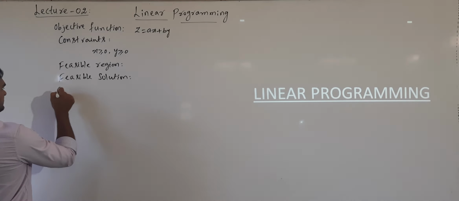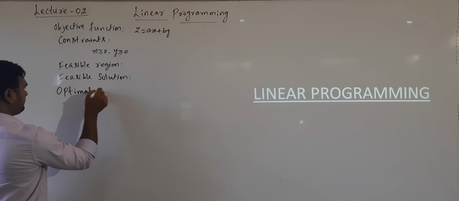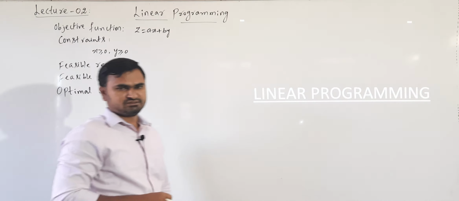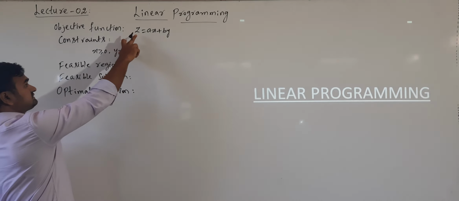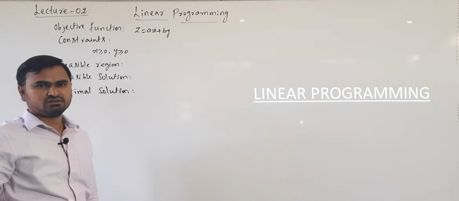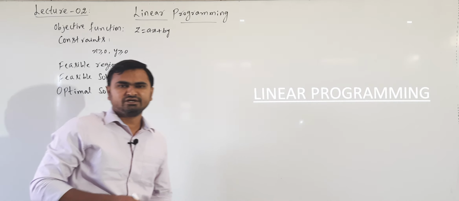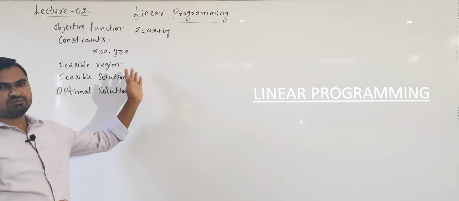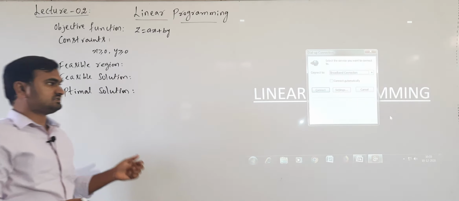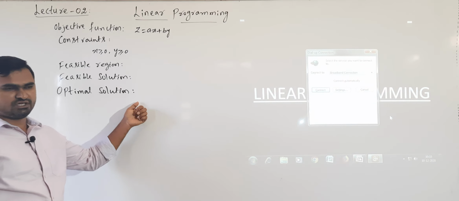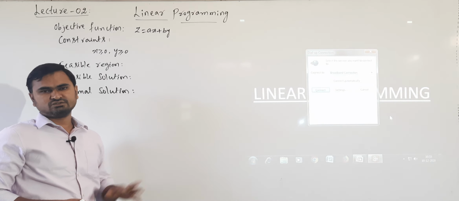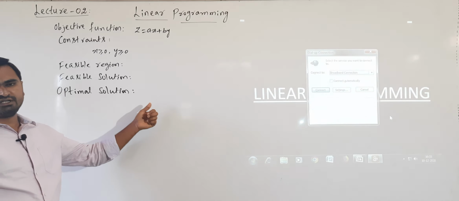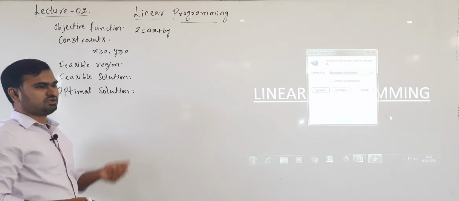Now we are interested in the optimal solution. What is an optimal solution? Our aim is to minimize or maximize the objective function. So the point in the feasible region where we get the optimal value of the objective function, that is, the minimum or maximum value, is called the optimal solution.